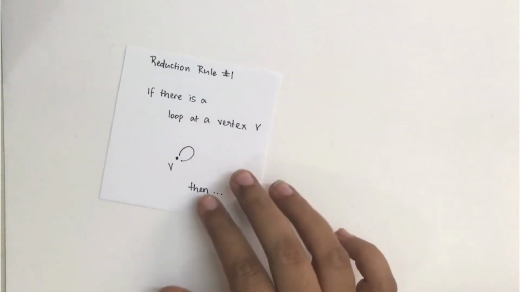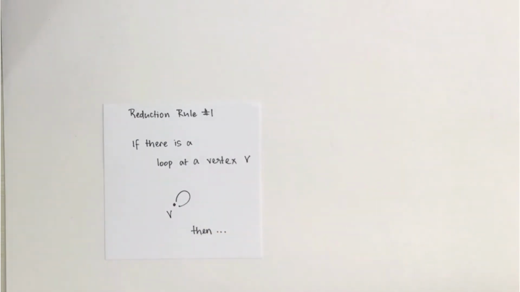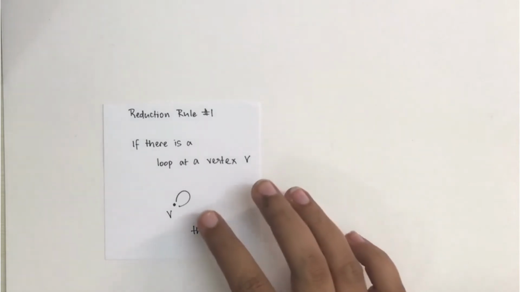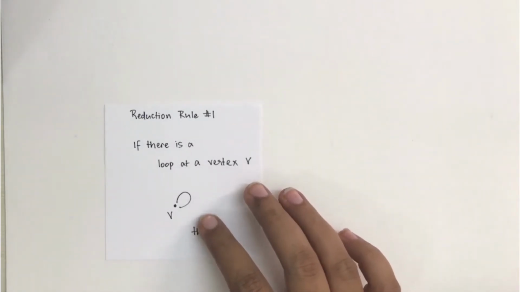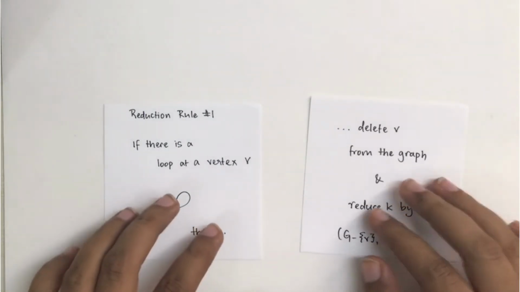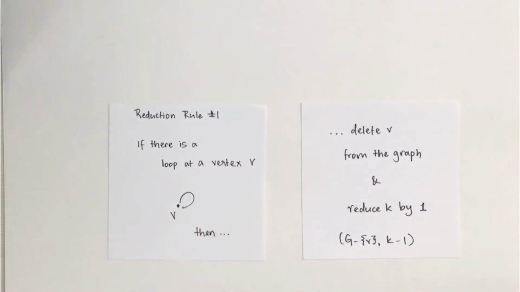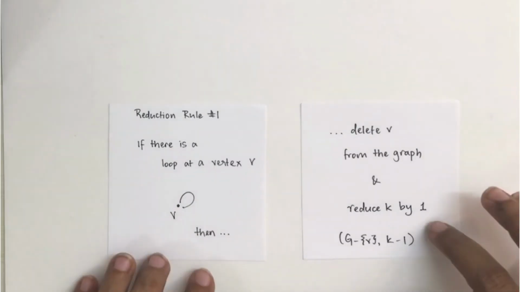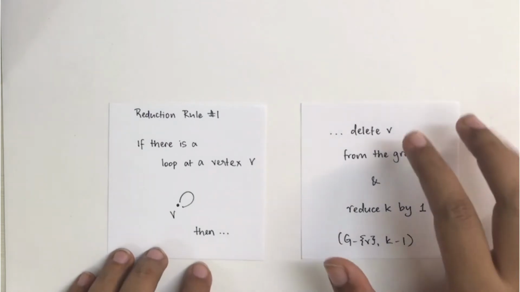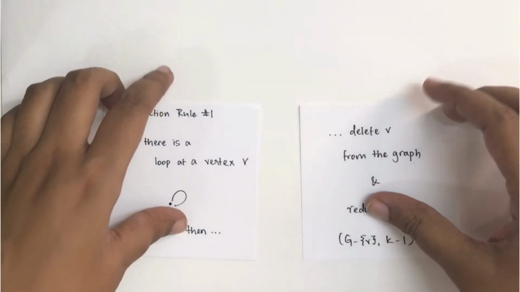What if you see a vertex with a self loop on it? Well, what this means is that we have a cycle of length 1, and this cycle must be destroyed, and there is only one vertex that can destroy it. So what we are going to do is remove this vertex v from the graph and reduce k by 1. Remember to reduce k by 1 to account for the fact that v is going to be a part of our solution.